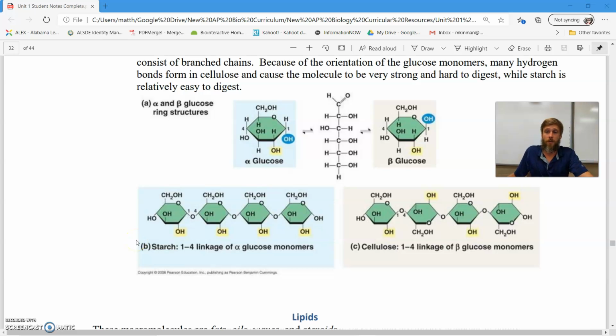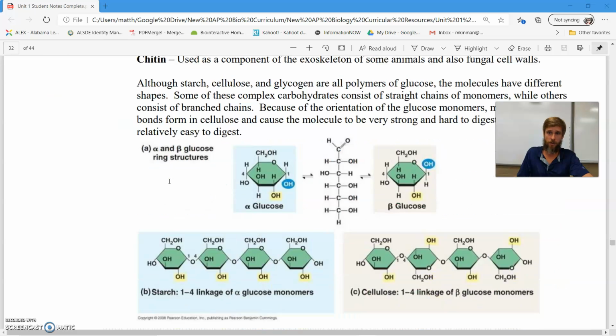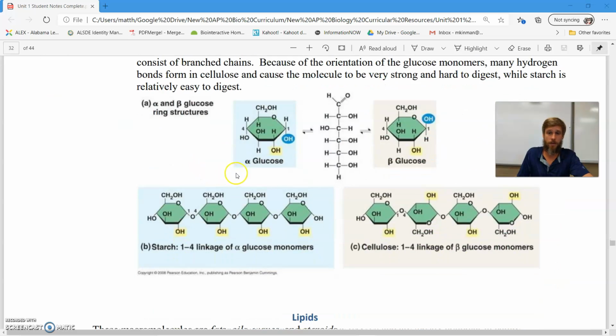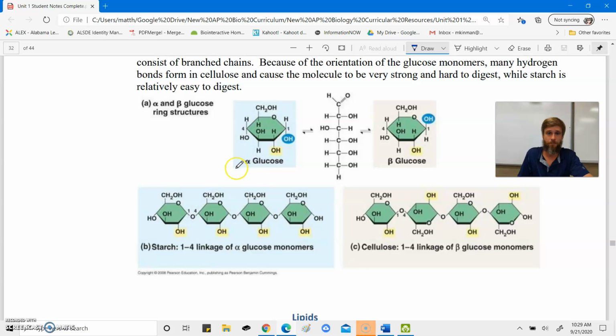All right, so we left off on the last video talking about structure equals function, specifically with carbohydrates. So in our notes, we're on page 32 still. You're going to notice that you have glucose. Not only do you have glucose, which is a monomer, but you have two different forms of glucose. So here we have alpha glucose, and we have beta glucose. So take a second to look at the difference between the two. What makes alpha, alpha? What makes beta, beta?